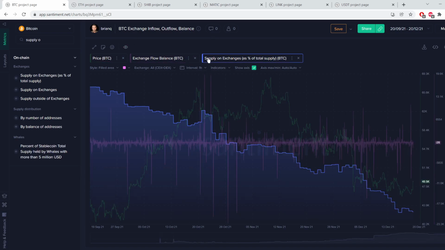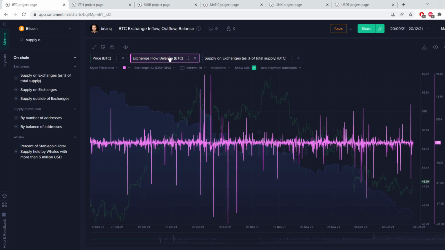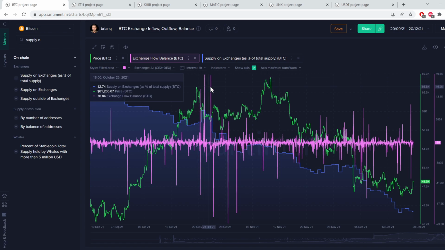Beginning with Bitcoin here, we're looking at two different metrics overlaid on top of price here in green. In pink here, we have the exchange flow balance, and I'm sorting it by 1 hour at a time. So it's basically showing me on every single hour, was there a major difference between inflows versus outflows, like we can see here on the positive side, or outflows versus inflows showing here on the negative side.